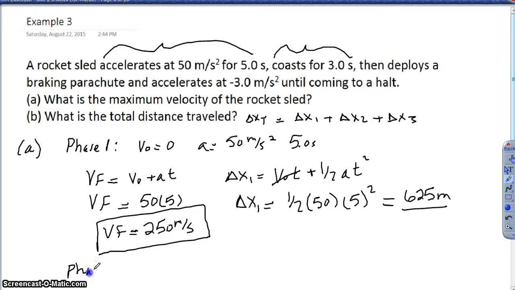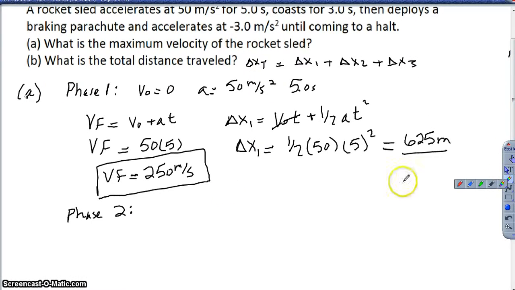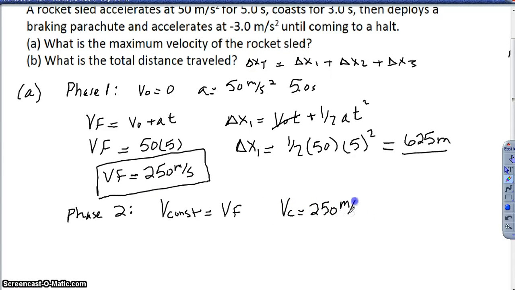For the second phase of motion, right, for phase 2, if you will, we know that the sled is moving at a constant velocity. And that velocity would equal whatever the final velocity was from this part before. So I know that the constant velocity is 250 meters per second.